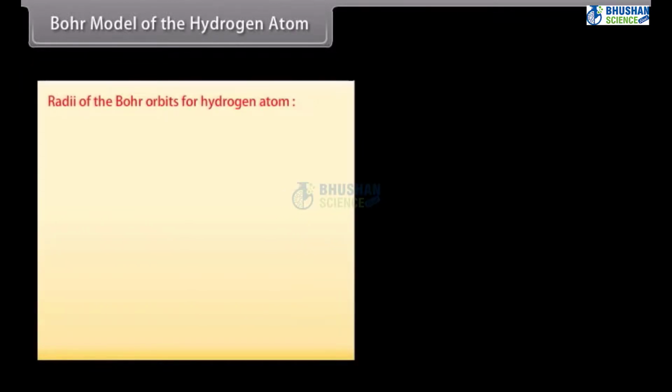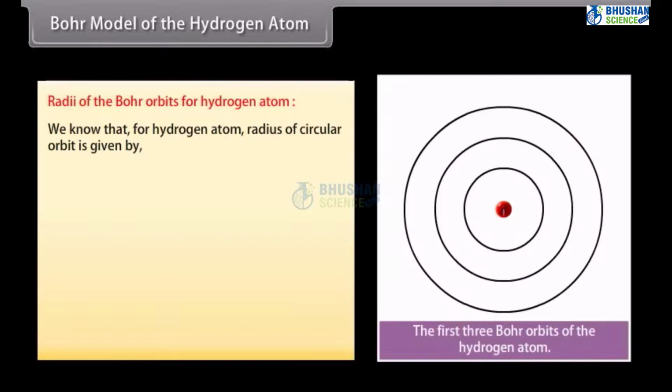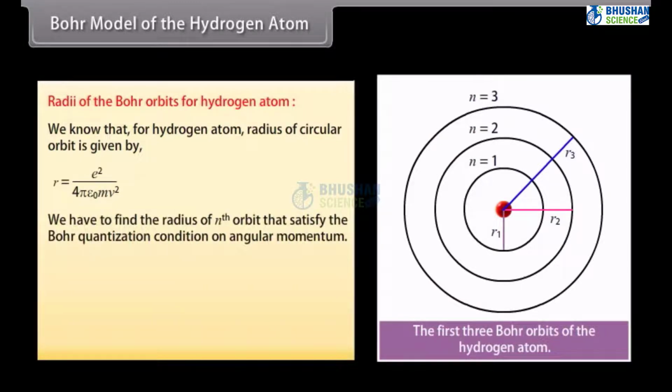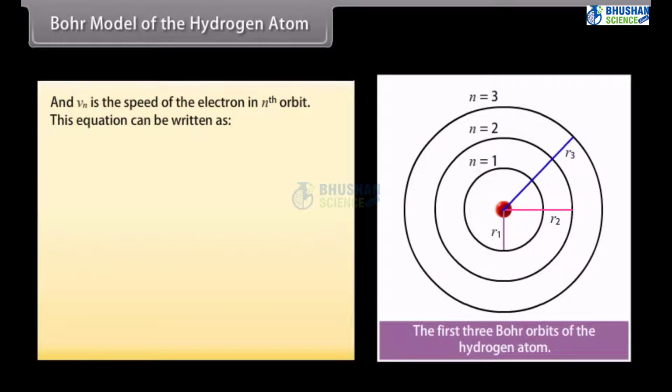Radii of the Bohr orbits of hydrogen atom. We know that for hydrogen atom, the radius of circular orbit is given by e²/(4πε₀ mv²). We have to find the radius of the nth orbit that satisfies the Bohr quantization condition on angular momentum. Lₙ = m vₙ rₙ = nh/2π, where n is equal to 1, 2, 3 and so on, and vₙ is the speed of the electron in the nth orbit. This equation can be written as vₙ = nh/(2πm rₙ).